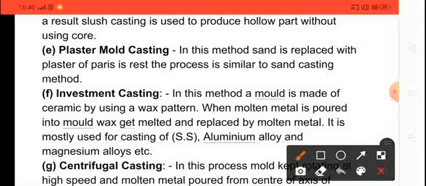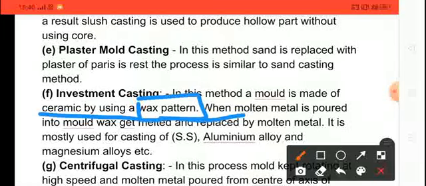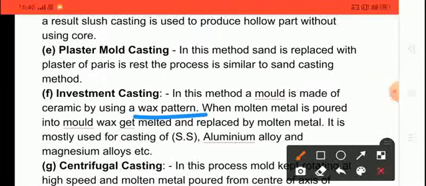In this method, a mold is made up of ceramic by using a wax pattern. Here we are using the wax pattern to get an intricate or desired shape. Desired different or complex shapes can be achieved by using the wax pattern. When molten metal is poured into the mold, the wax gets melted and replaced by molten metal. It is mostly used for casting of stainless steel, aluminum alloy and magnesium alloy, etc. Also, I want to add that investment casting is used to make jewelry of intricate or desired shapes.